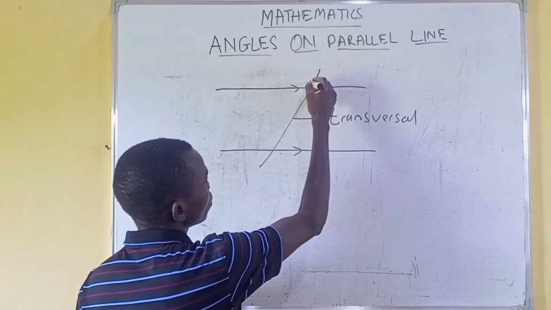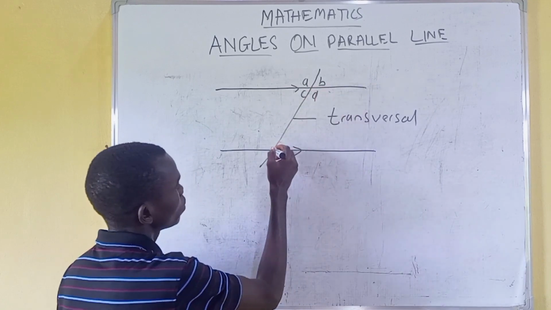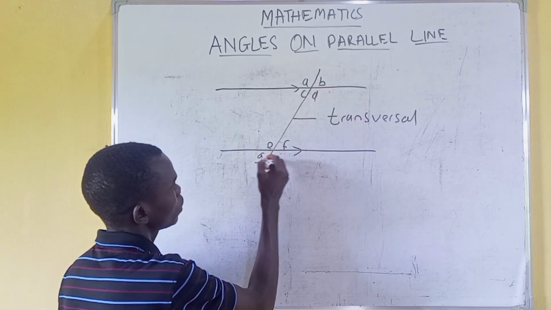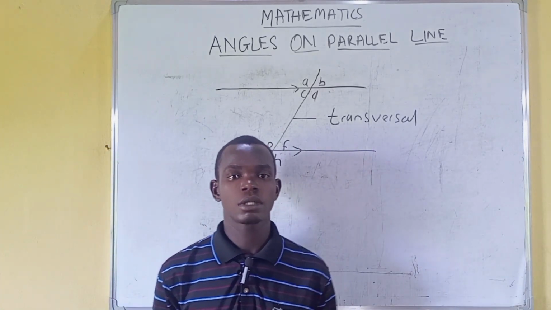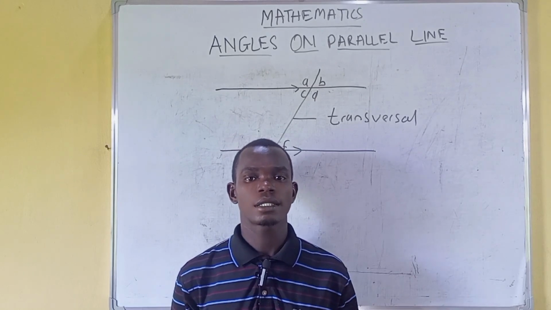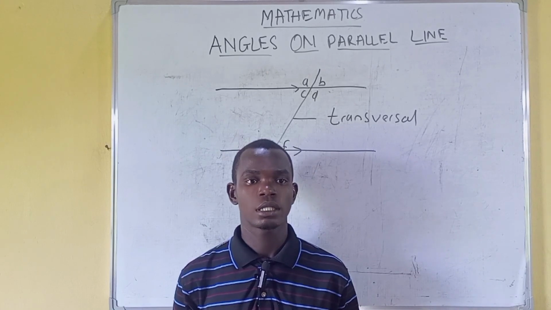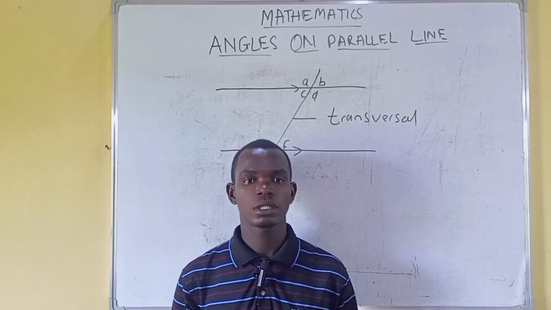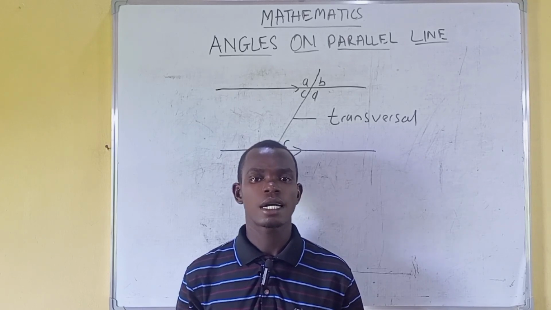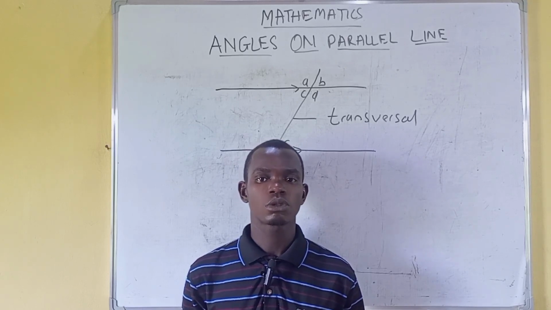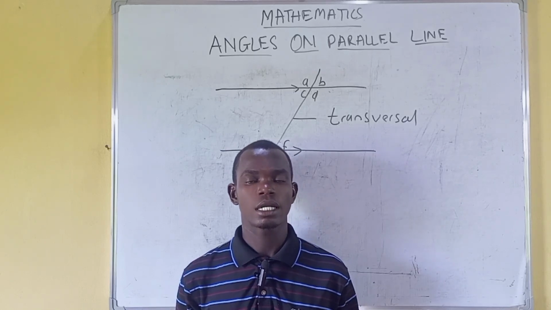And the angles here will be A, B, C, and D. Here will be E, F, G, and H. And for us to calculate angles on parallel lines, there are 5 major angles that we must consider. Firstly is the corresponding angles. And what is corresponding angles? These are angles that are in the same relative position on two lines that are intersected with a third line called a transversal, and they are equal.